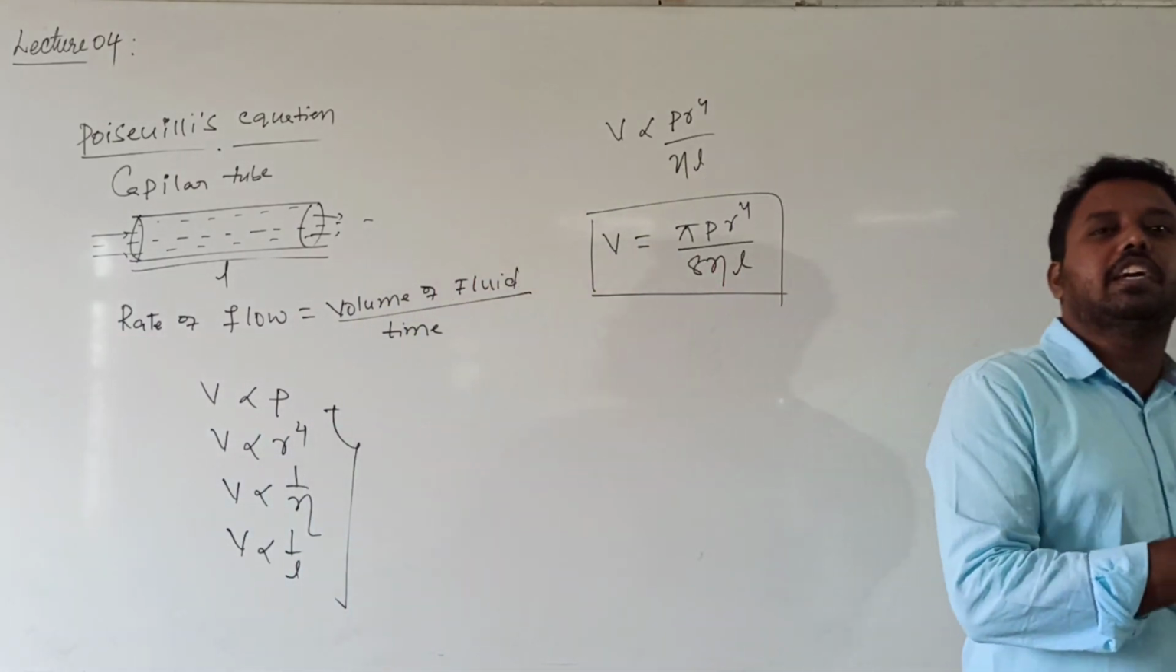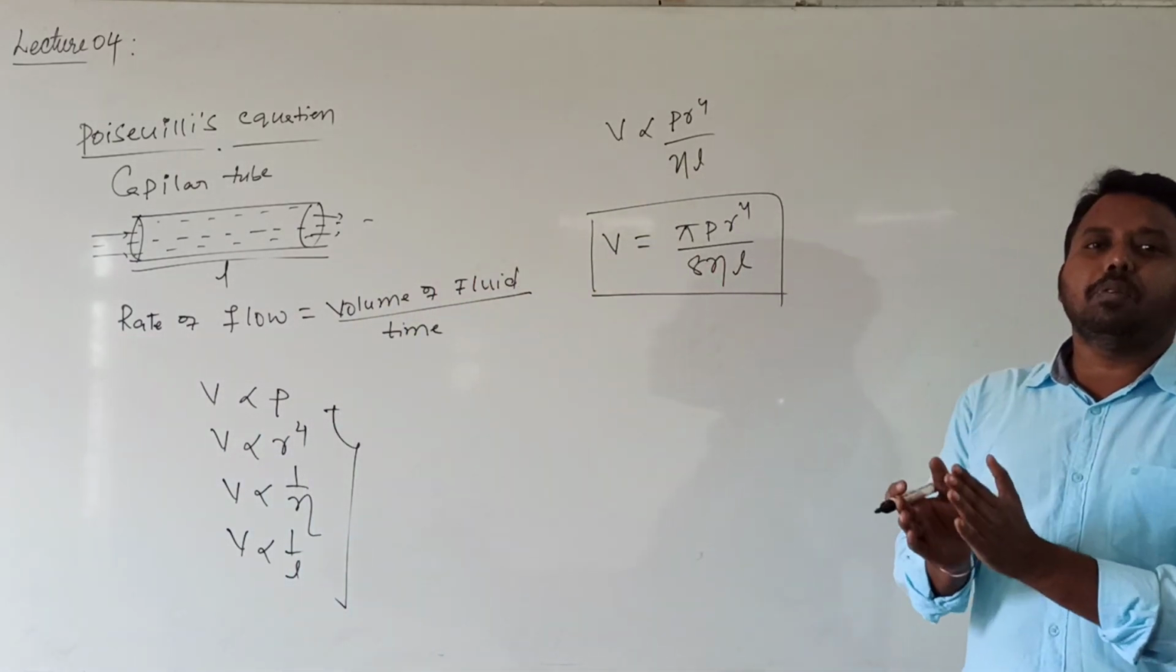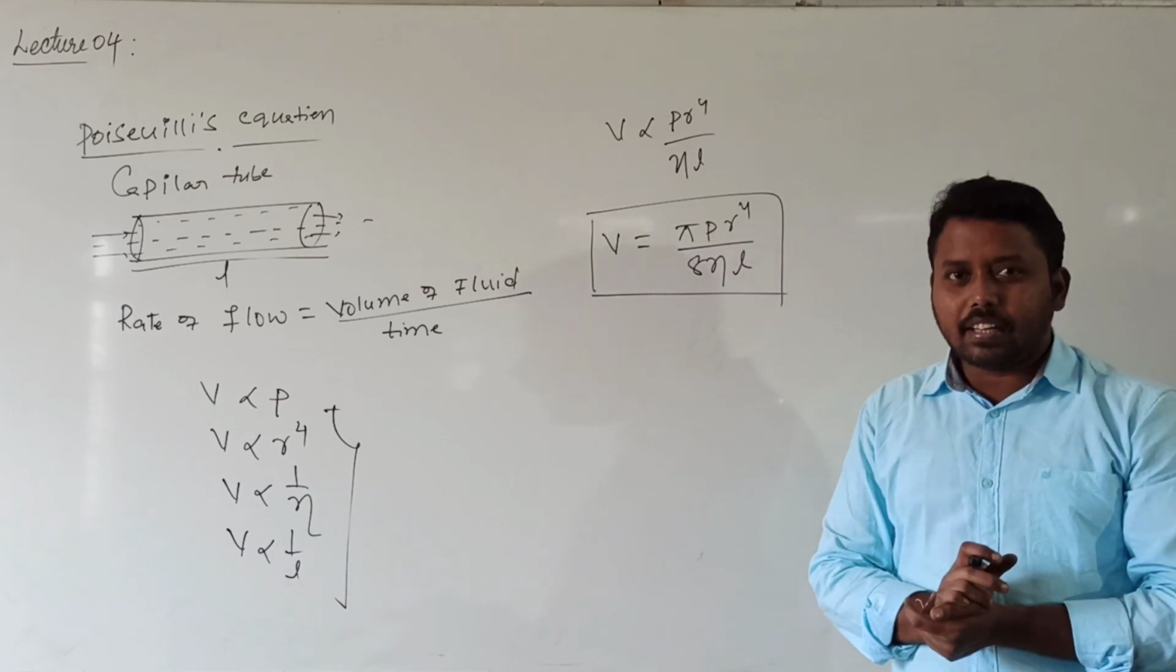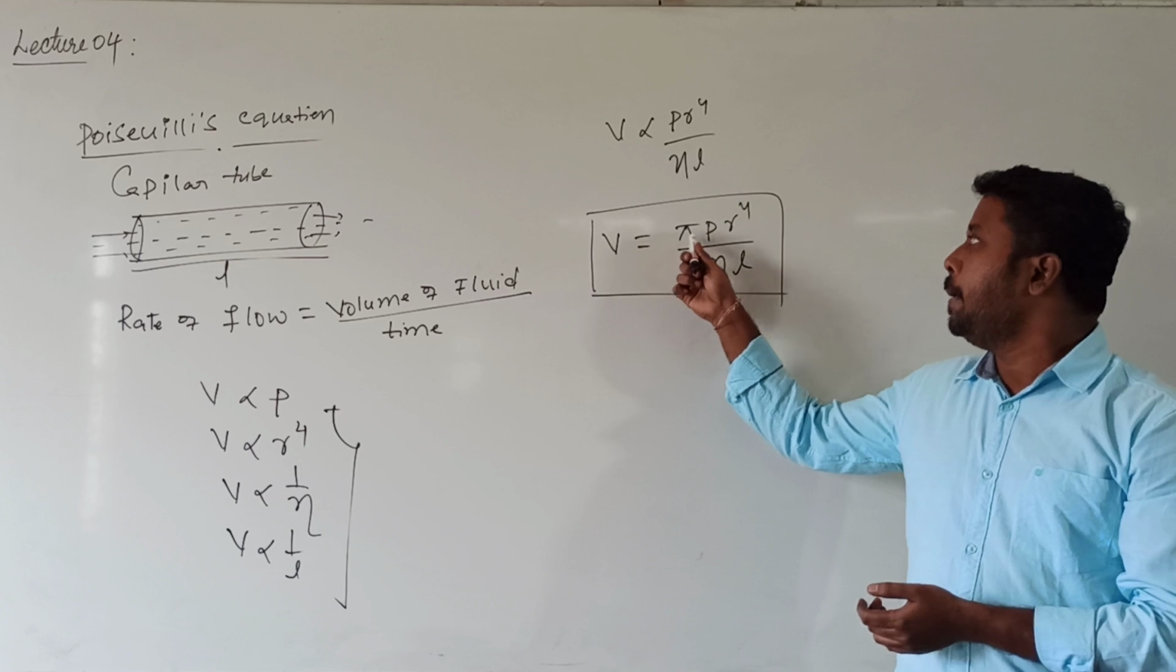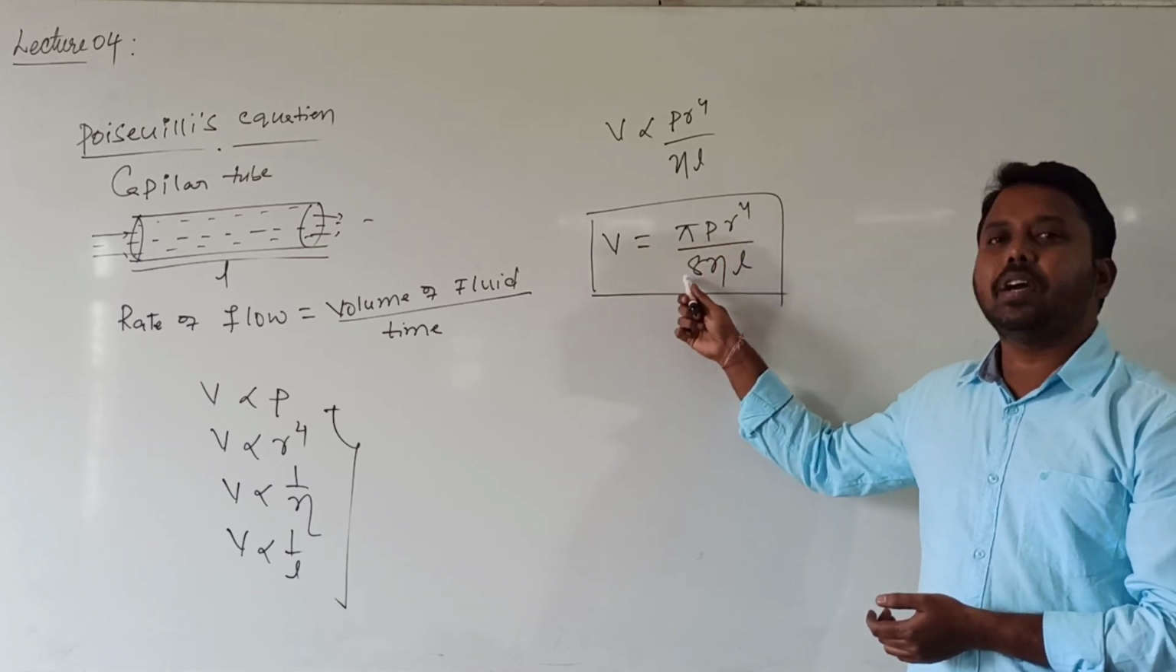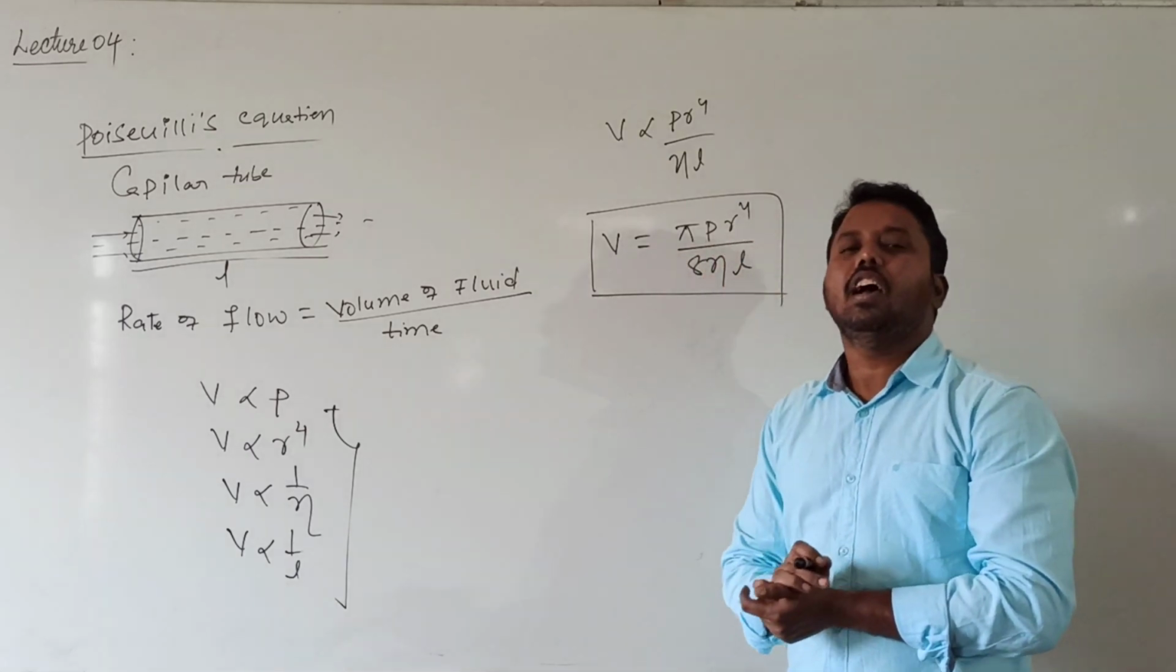Poiseuille's equation gives us the information regarding how much volume of the fluid is flowing per second. Are you getting that? So the volume of the fluid flowing per second is given by the formula pi P R power 4 divided by 8 into eta into L.